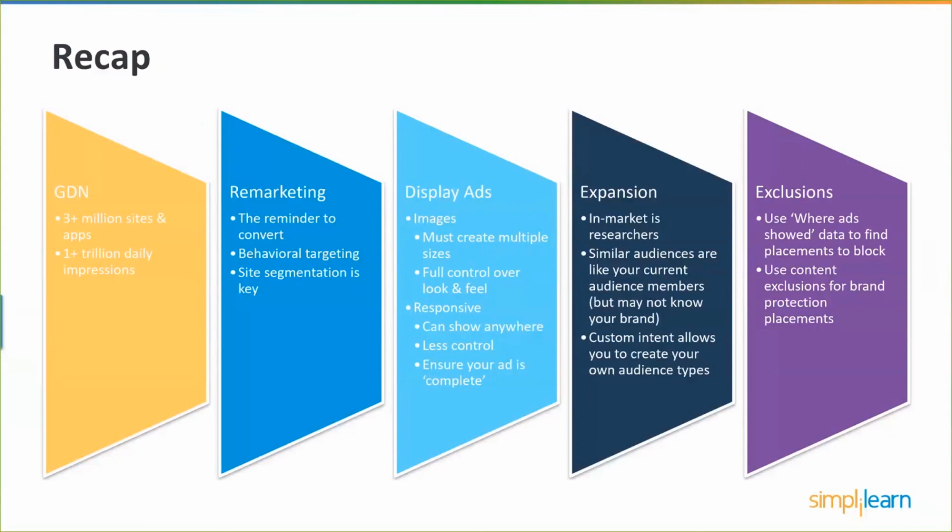Then we think of expanding display. We're often going to start with in-market because they're currently researching products. Right? Then we may branch out into similar audiences or the custom intent audiences. And then don't forget to look at the where ads show data to block placements that are underperforming, and use the content exclusions from placement protection.